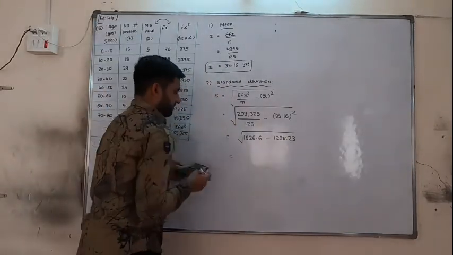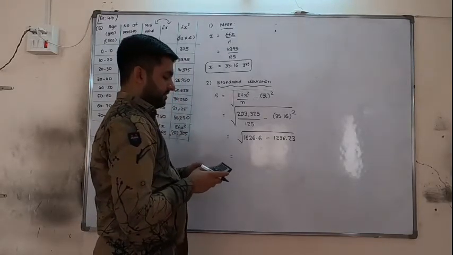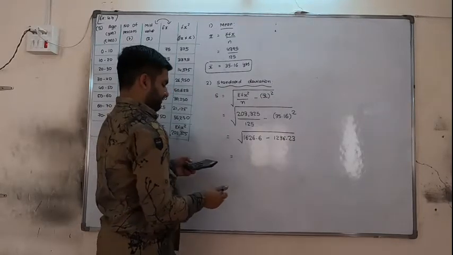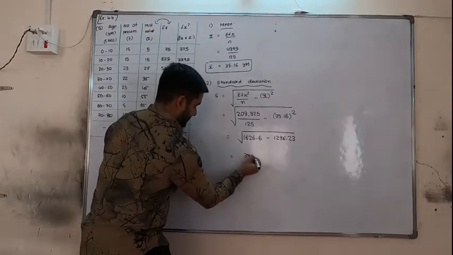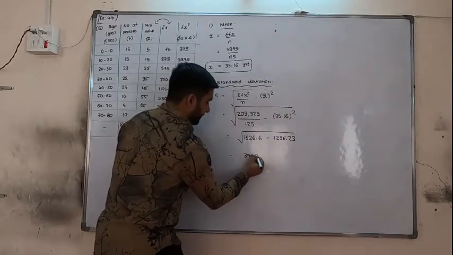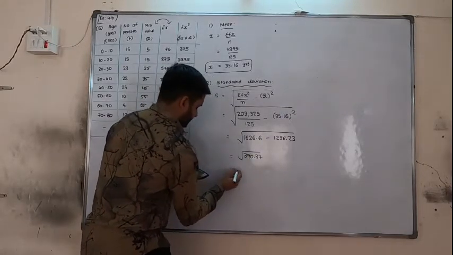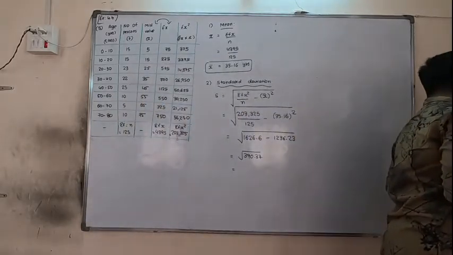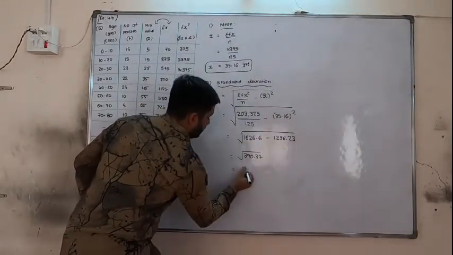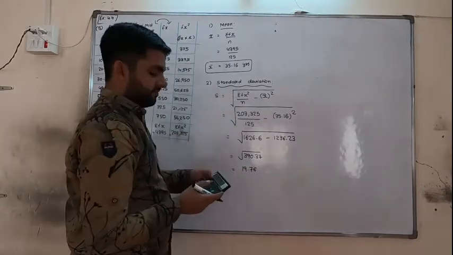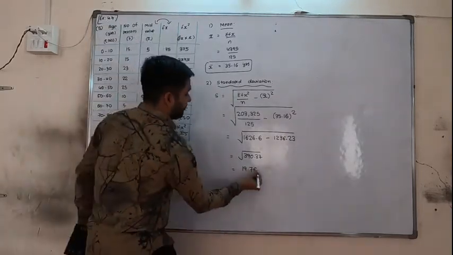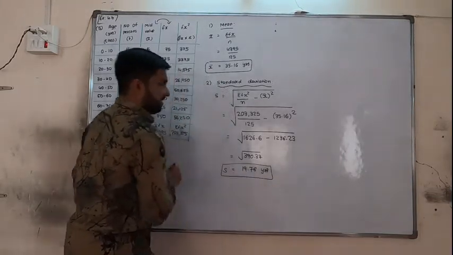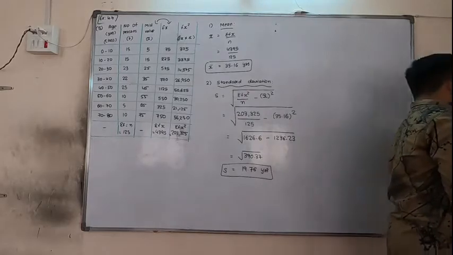Okay, now 1626.6 minus 1236.23, so it is 390.37, square root, 19.75. It is actually 19.757, so 19.76 years. This is our S.